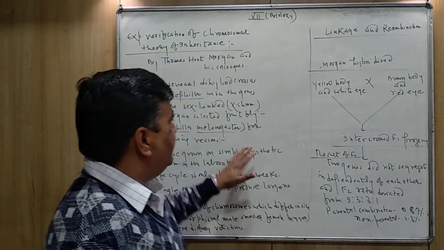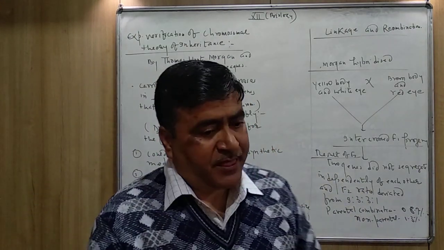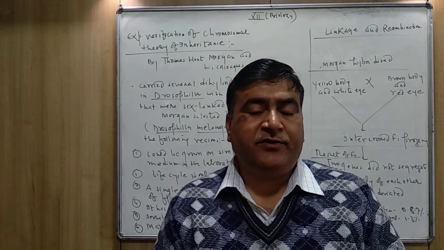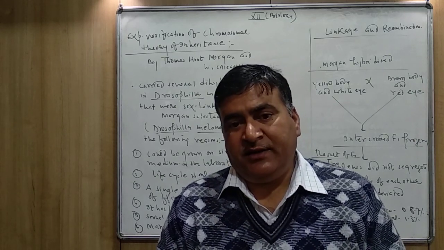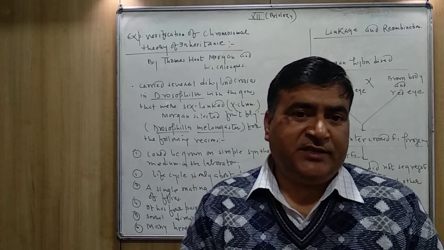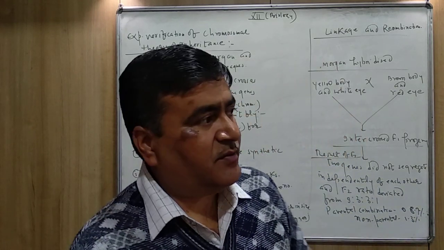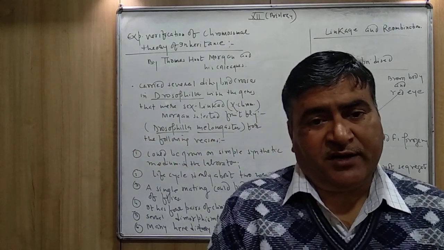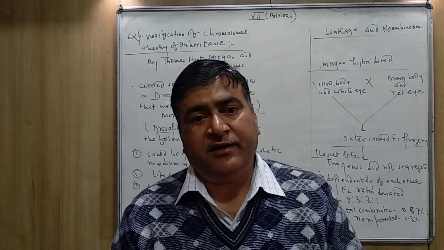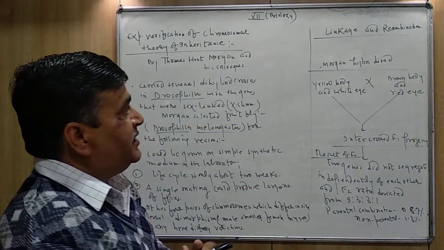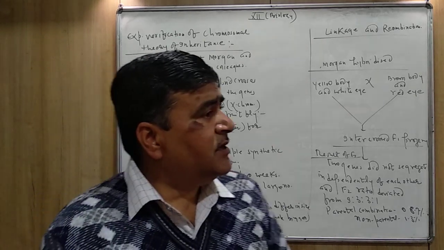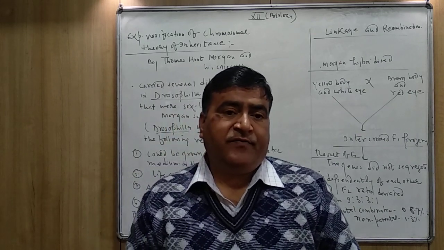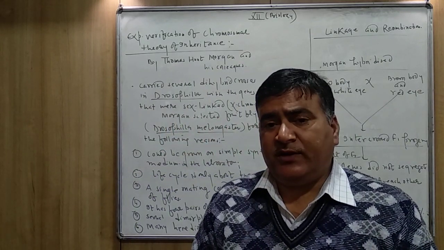So because of these reasons, T.H. Morgan selected the fruit fly for his experiment to make the dihybrid crosses, and all these reasons are very important. Sometimes there may be a question asking for the reasons why T.H. Morgan selected Drosophila for his experiment, so these points are very important and you have to learn them. In this experiment, T.H. Morgan coined the terms linkage and crossing over.